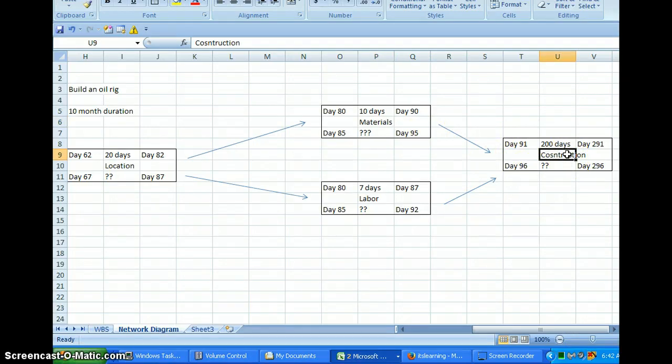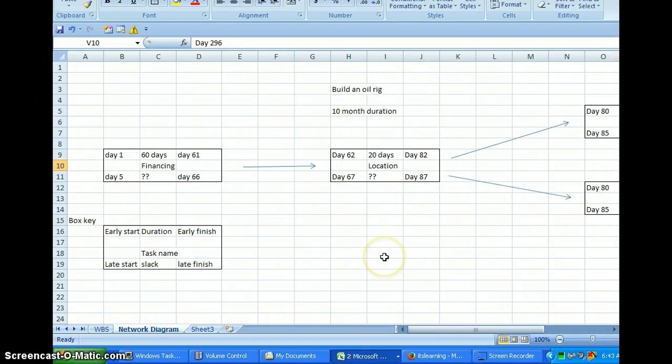The construction of the rig is going to take 200 days. You start on day 91, early start, going from 90 to 91, 200 days, 291 days, you're done. Day 96, late start, late finish. Day 96, but you'll finish by day 296, giving you 4 days of slack time just in case you're running late. So that is a quick overview as far as how to put this project together.